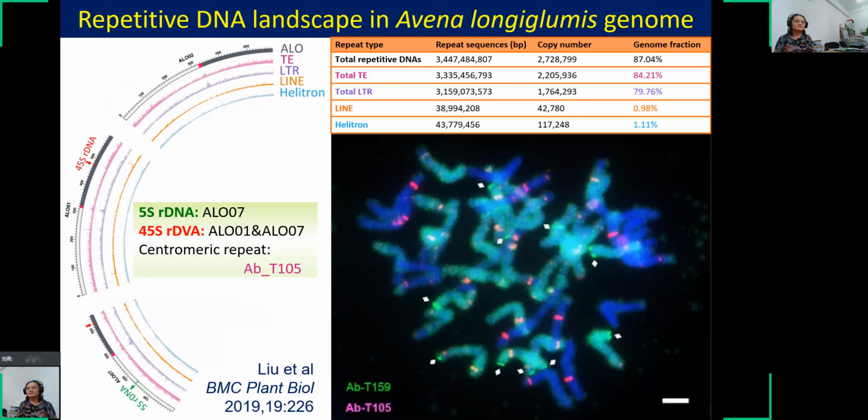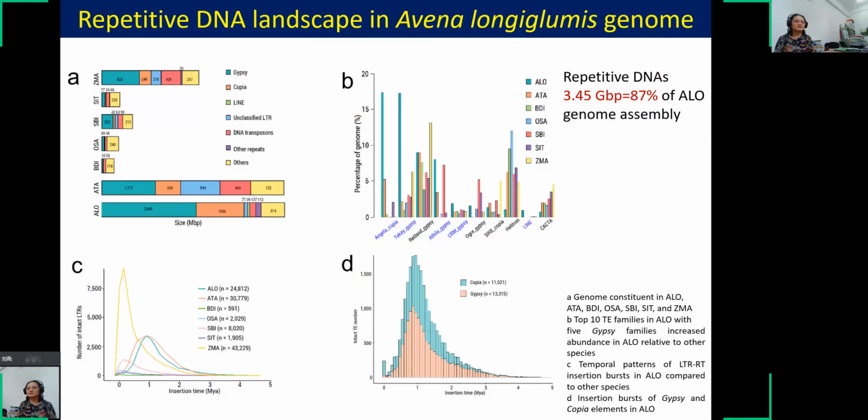45S rDNA, representing 0.3% of the ALO genome, is located on chromosomes 1 and 7. 5S rDNA, representing 0.005% of the ALO genome, is on chromosome 7. Comparison with our FISH result: a tandem repeat, ABT105, shared widely in Avena, was located at the chromosome centromeres.